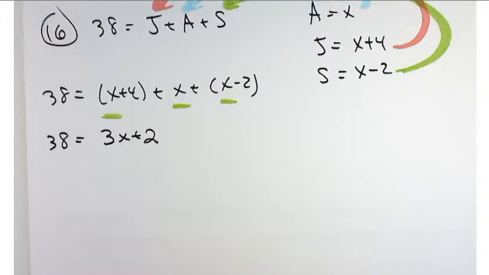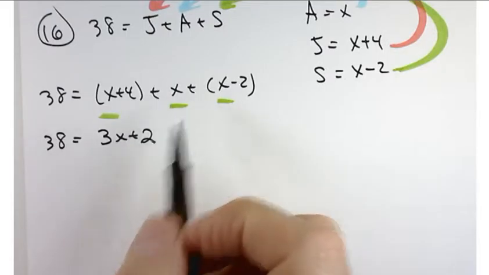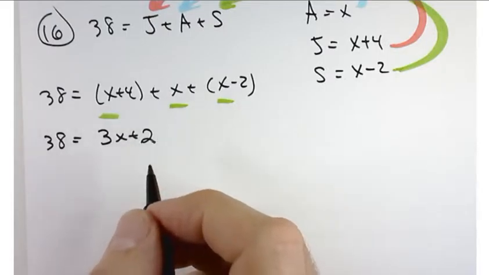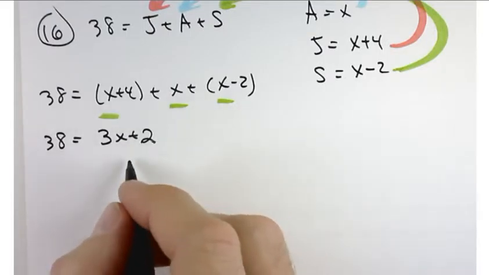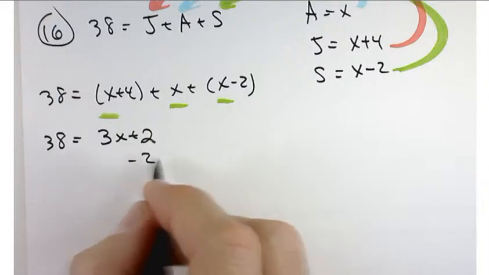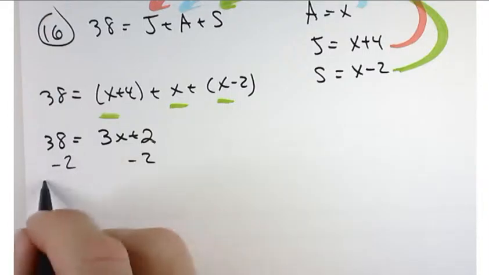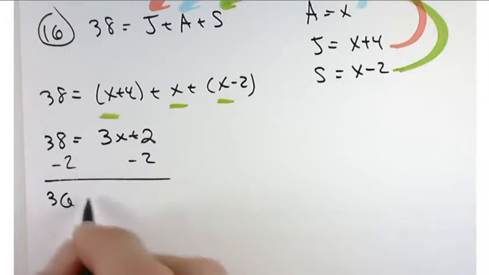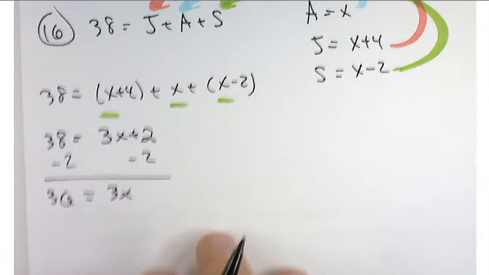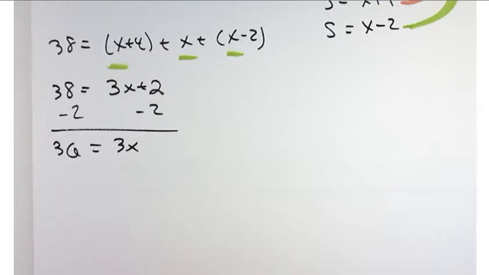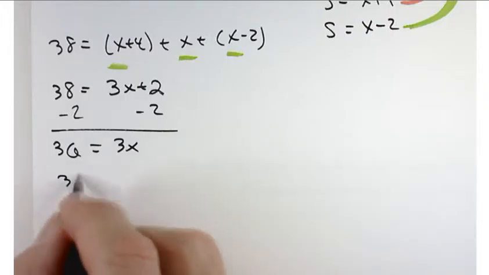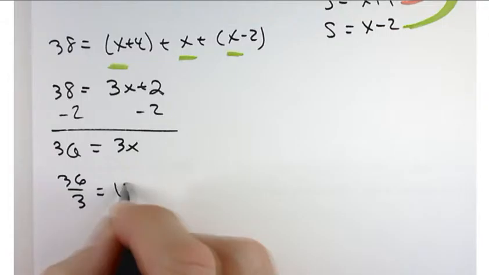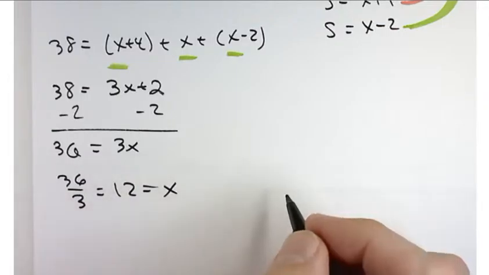So the nice thing is that we can keep solving here, right? We simplified the right-hand side a little bit. What else do we need to do to solve? Yeah, subtract 2. 36 equals 3x. Then what? Divide. Good. Divide by 3. 36 divided by 3 is 12. Nice.